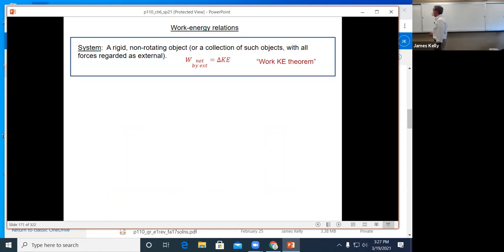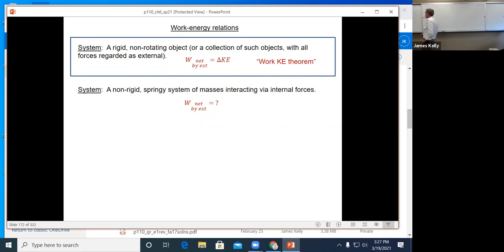Okay, so just to summarize what we have so far, we've got our work kinetic energy theorem that only applies to a rigid non-rotating object. And now we're going to consider a non-rigid springy system consisting of masses interacting via what we'll call internal forces. We mean forces between the parts of the system. And we're only going to concern ourselves with work done, the net work done by external forces, not the internal forces.